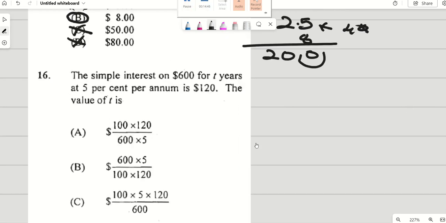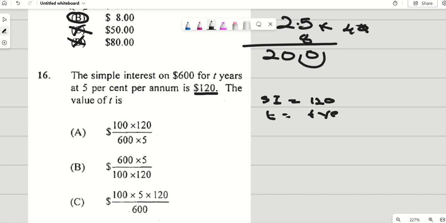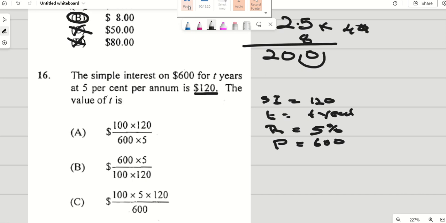Let's do the simple interest. The simple interest on 600 for T years at 5% per annum is 120. So they're telling you that your simple interest is equal to 120, right? Your time is T years, your rate is equal to 5%, and then we know that our principal is equal to 600. They want to know the time. So this is what is given in the question.